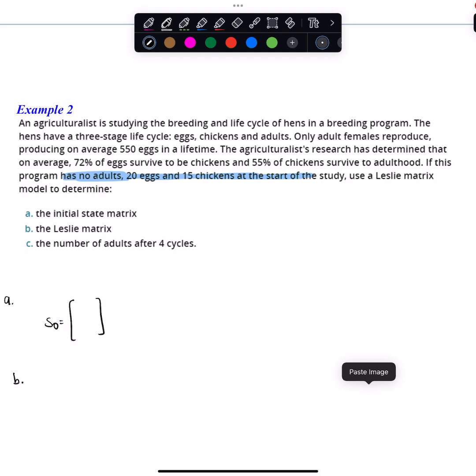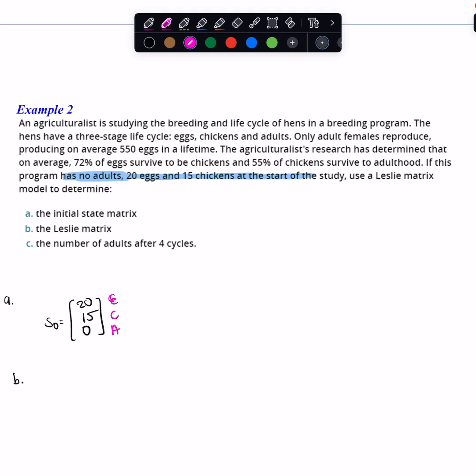Now, my initial state is in this sentence here. It says, if this program has no adults, so adults will be 0, but we got 20 eggs and 15 chickens. So eggs, chickens, and adults, and that's my initial state matrix.